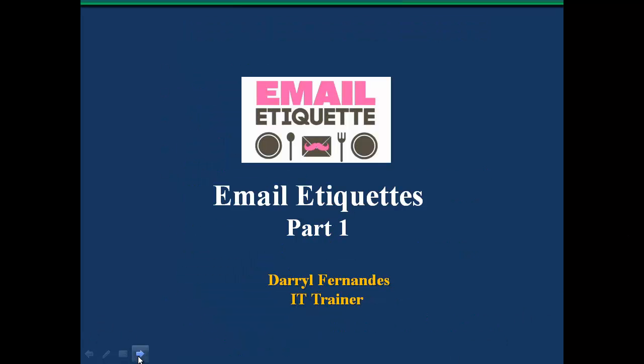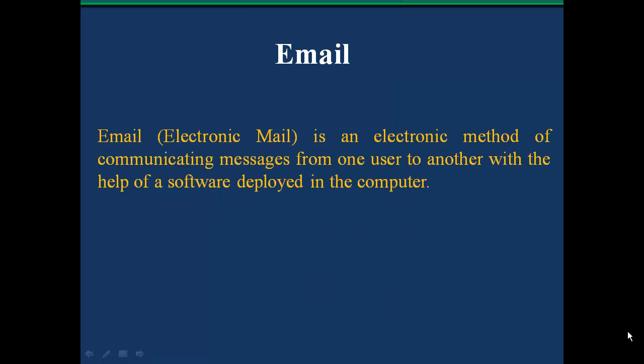Right, now let's start. I'm going directly to the most important thing, email. Here's a definition of email. What is an email, or you can say electronic mail? It's an electronic method of communicating a message from one user to another with the help of software. Now you can have different software depending on the requirements of your company, what they give you, what your administration may do. You can speak to them and then get that installed.